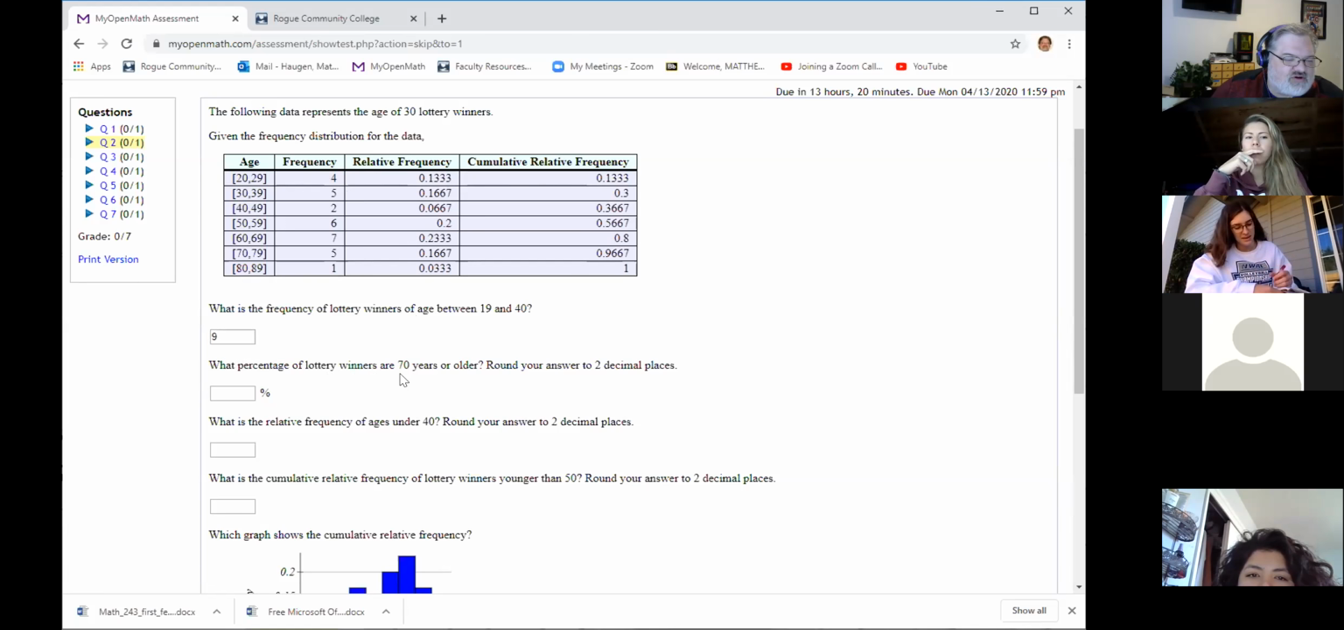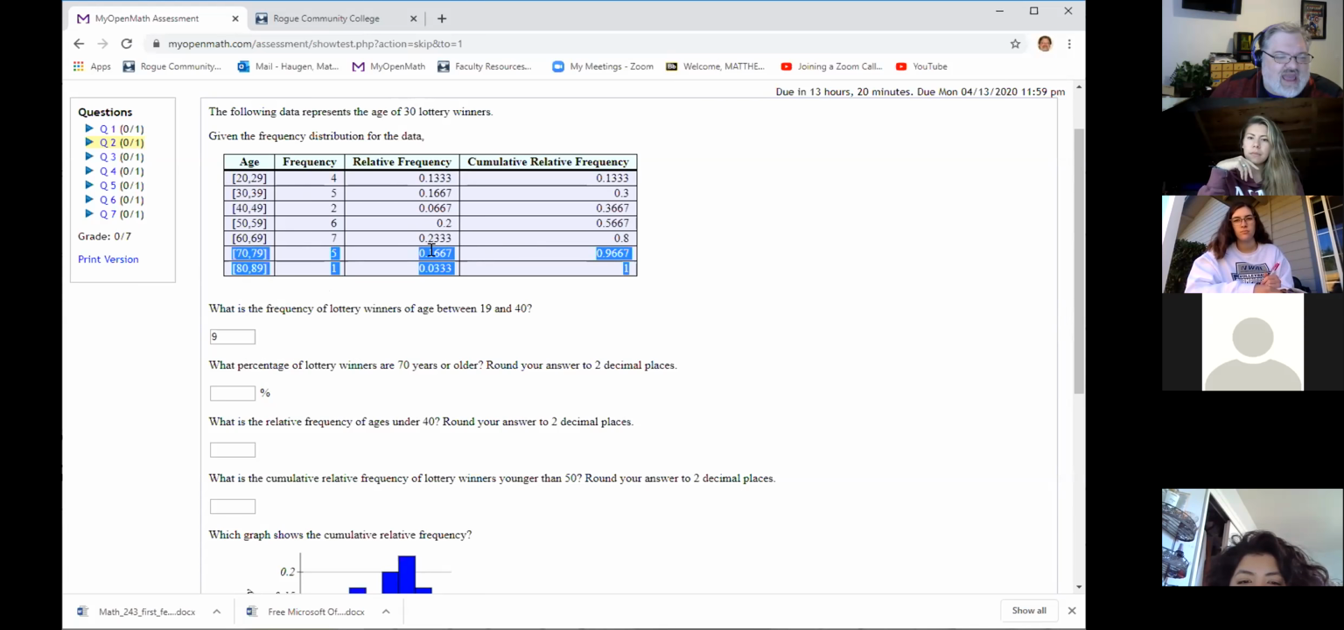What percentage of lottery winners are 70 or older? So 70 and older is going to be these 2 sections. So from 70 to 89, 70 to off that list. So we could do this a couple of different ways. If we wanted the frequency, that frequency is 6. So we could say 6 out of 30 and go with that. 6 out of 30 is 1/5, and 1/5 would be 20%. So we could go with 20%.